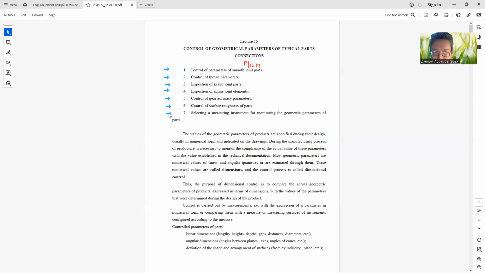And we start item 15.1, control of parameters of smooth joint parts. The values of geometric parameters of products are specified during their design, usually in numerical form, and indicated on the drawings. During the manufacturing process, it is necessary to monitor the compliance of the actual value of these parameters with the value established in the technical documentation.